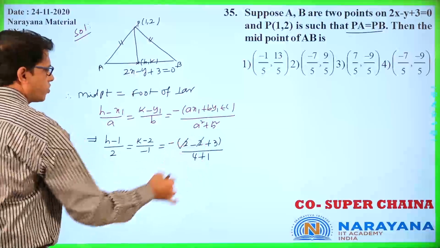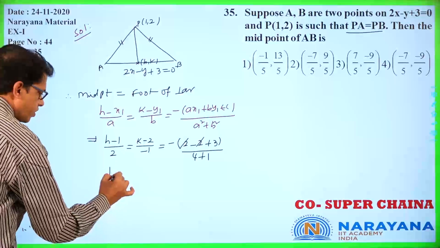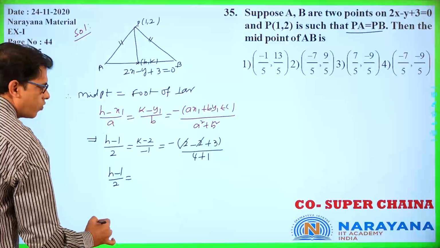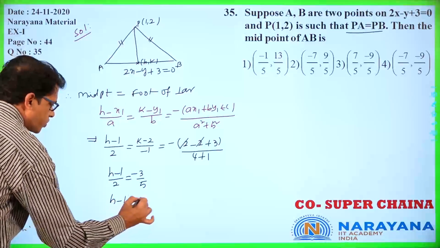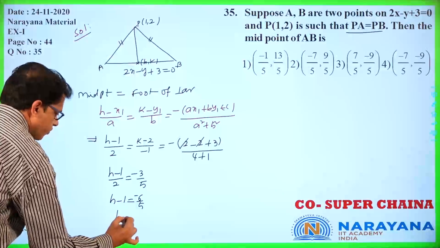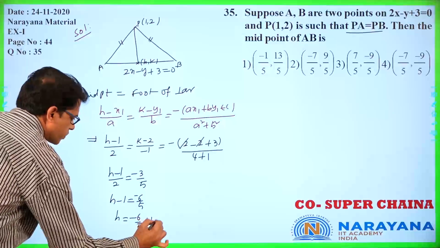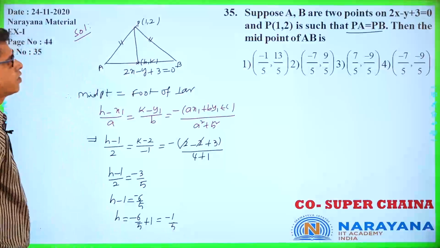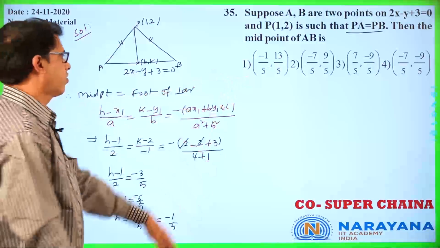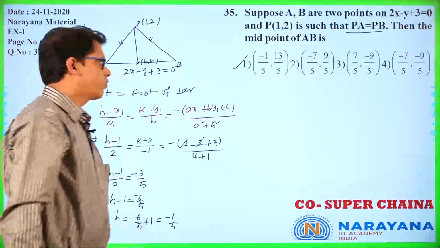Here the 2 cancels out. Equate the first one and the last one. h minus 1 by 2 equals how much? Minus 3 by 5. h minus 1 equals minus 6 by 5. So h equals minus 6 by 5 plus 1, that equals minus 6 plus 5, minus 1 by 5. In the options, minus 1 by 5 is there only once.